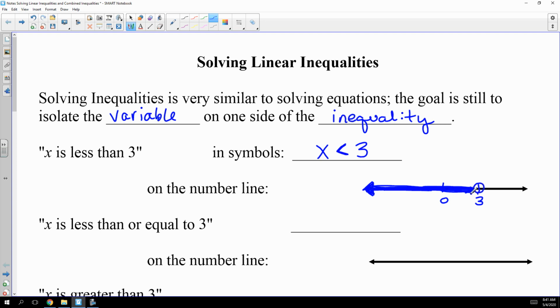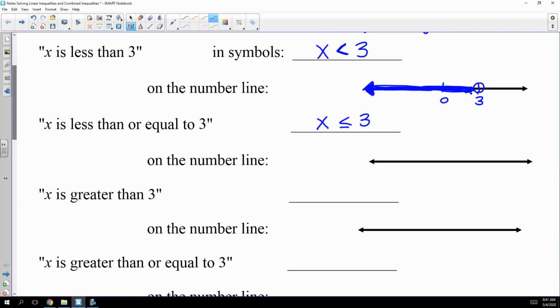If we say x is less than or equal to 3, that means that it could be 3 or it might be any value that's less than 3. So we would actually have a closed circle on 3, and we would shade, again, everything to the left of that, which represents all the numbers that are less, right?